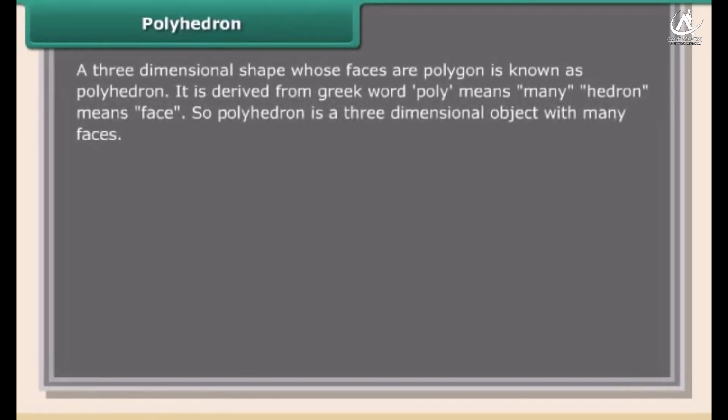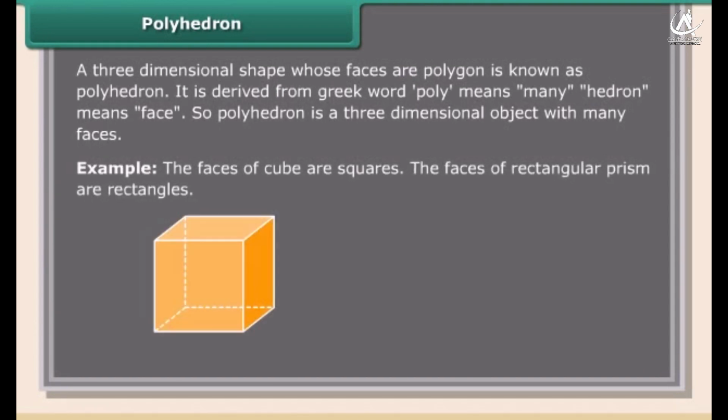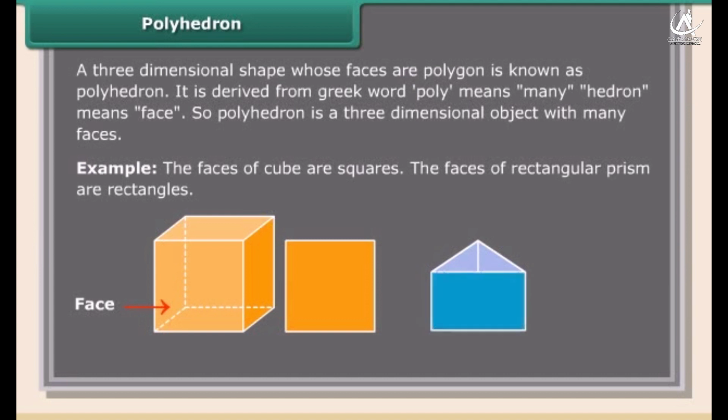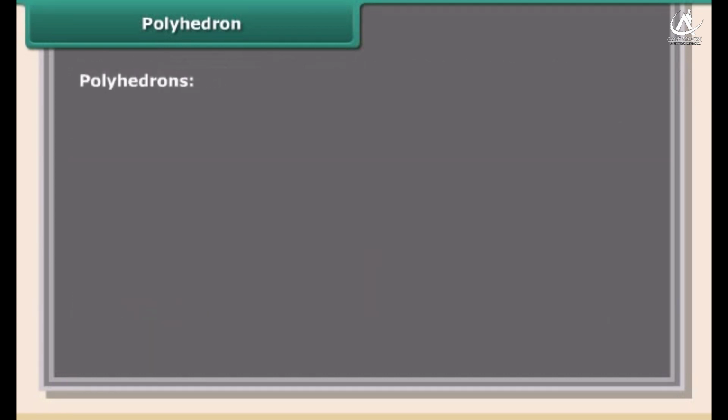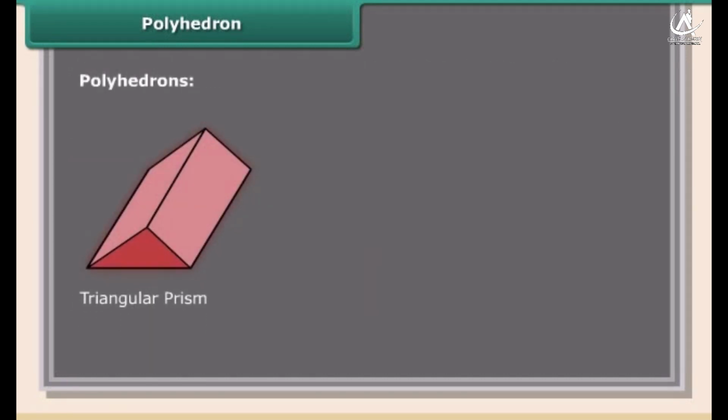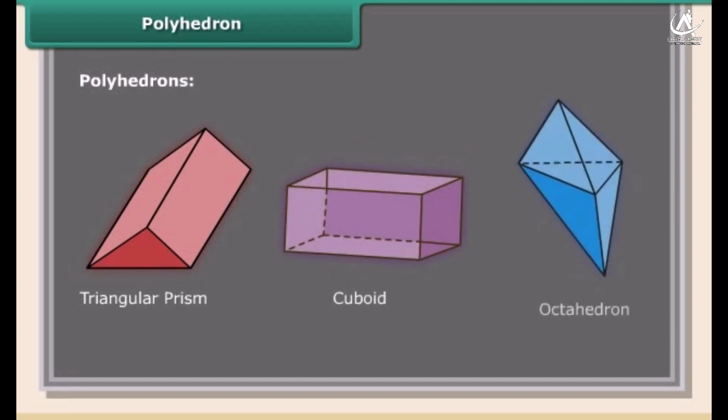Polyhedron. A three-dimensional shape whose faces are polygons is known as a polyhedron. It is derived from the Greek words poly meaning many, and hedron meaning face. So a polyhedron is a three-dimensional object with many faces. Example: the faces of a cube are squares. The faces of a rectangular prism are rectangles. Polyhedrons: triangular prism, cuboid, octahedron.